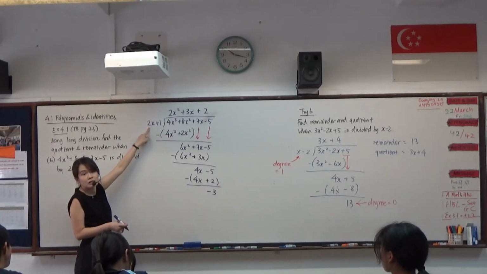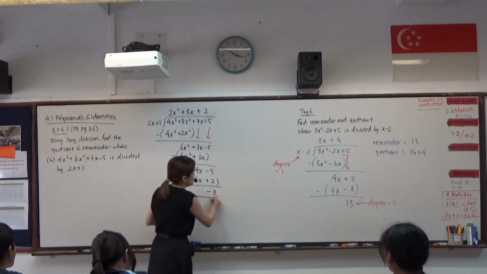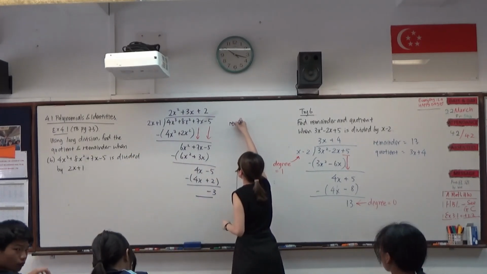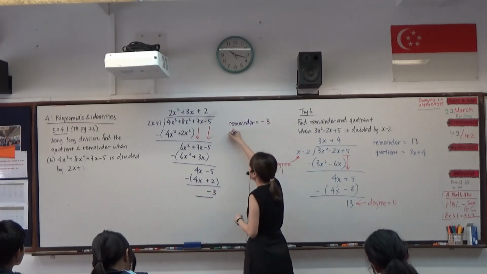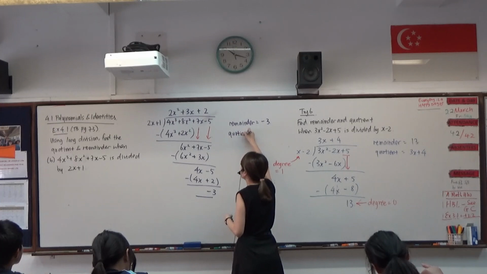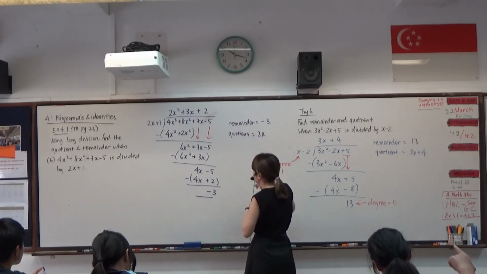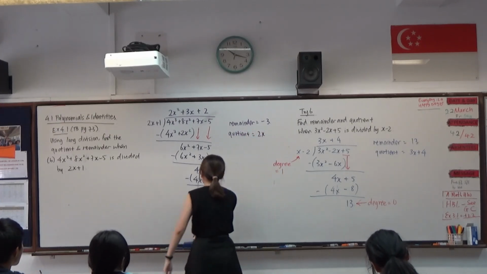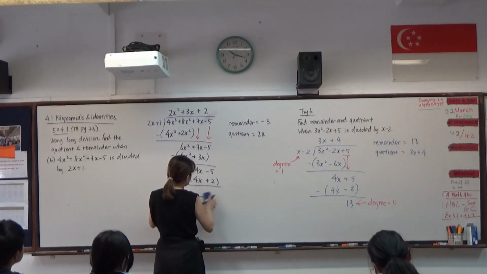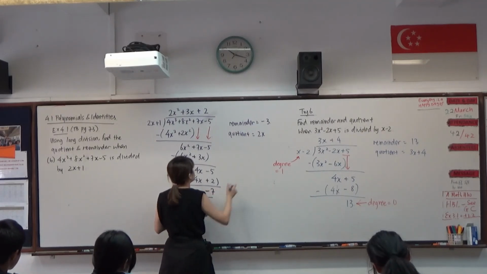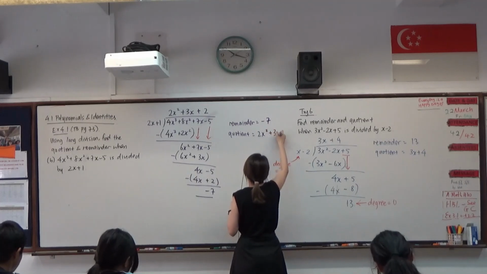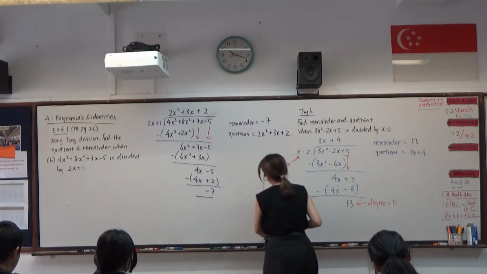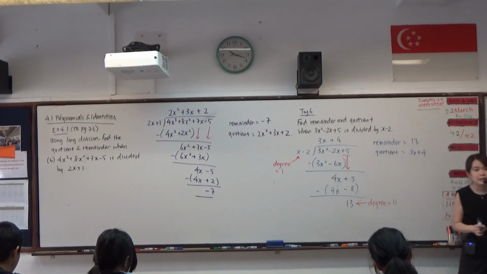Okay? So, ending here, to answer the question, our remainder will be negative 3, and the quotient is 2x squared plus 3x plus 2. Okay?